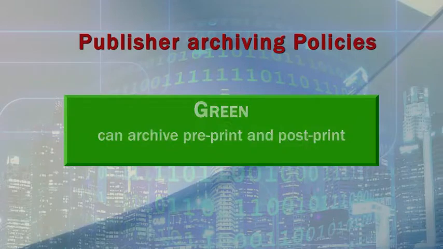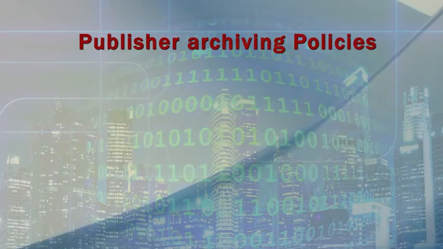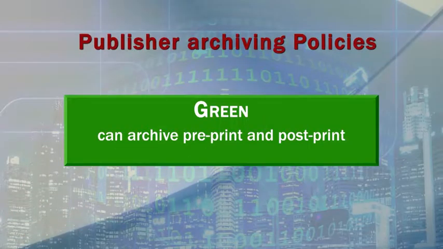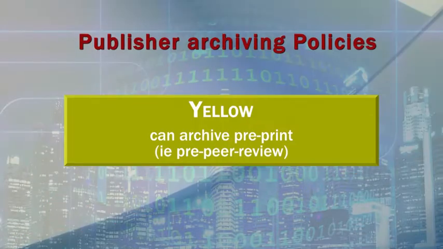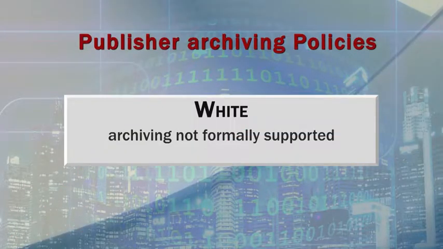They have publisher archiving policies. There are green policy, blue policy, yellow policy, white policy, where green means you can archive preprint and postprint both, blue means you can archive postprint, that is the final draft, postprint open peer review, yellow means you can archive preprint, white means that archiving is not formally supported, and things like that. You could just have a look at this, the URL is at the bottom, and you can have a look at this site for further details about the publishers' archiving policies.